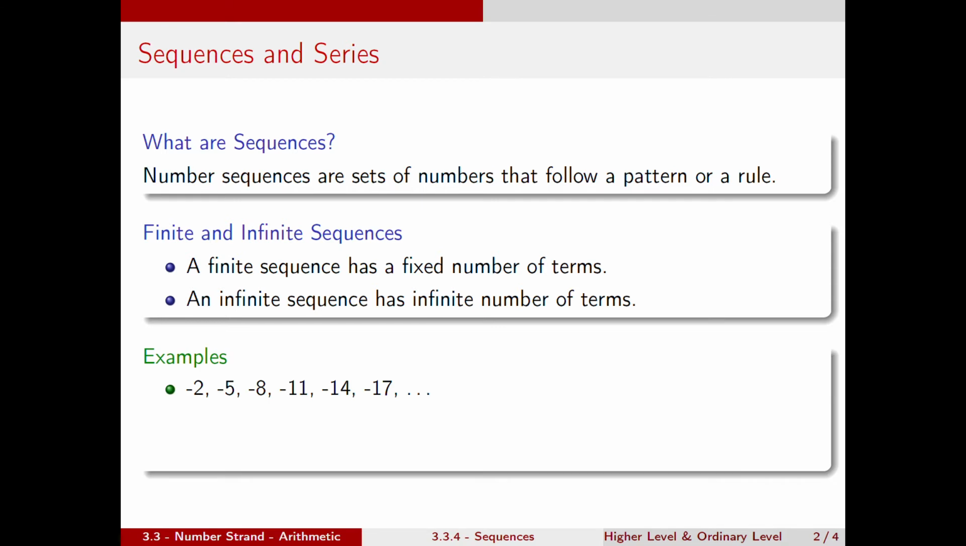So if we look at an example of a sequence: minus 2, minus 5, minus 8, minus 11, minus 14, minus 17, and so on. Each term has a difference of 3, so we're subtracting 3 each time to get our next new term. So the rule here is that we are subtracting 3.